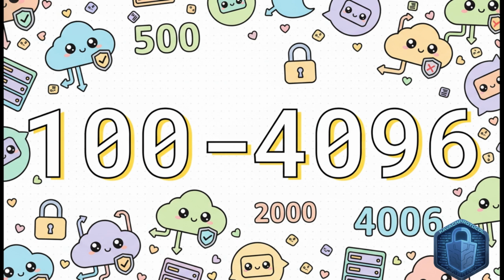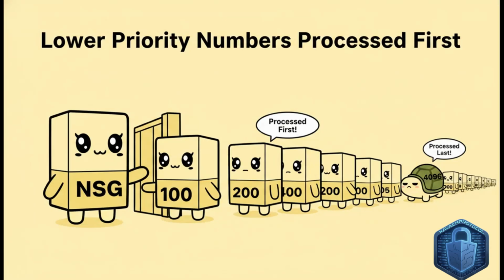And that number has to fall somewhere in this range, from 100 all the way up to 4096. And here's the part that can trip people up, so it's super important. The lower the number, the higher the priority. A rule with priority 100 is way more important and will always get checked before a rule with priority 4000. Just think of it like getting in line. The lowest numbers always get to go first.